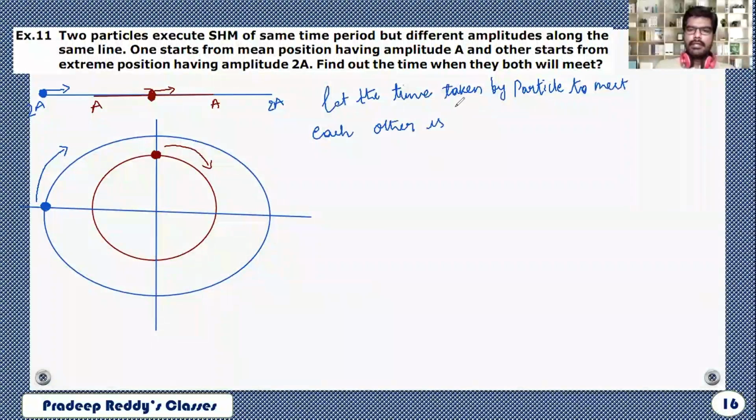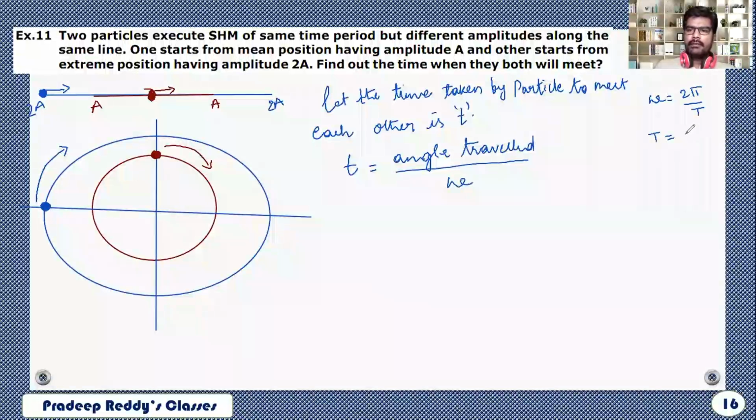be t seconds. I can now write that t as angle traveled divided by omega, because, as we know, angular frequency omega is equal to 2 pi by capital T. So time taken will be angle divided by omega. What is this 2 pi? It is the total angle traveled. That angle you need to substitute in the numerator, and omega is the angular frequency. You can substitute that here to get the time taken t.